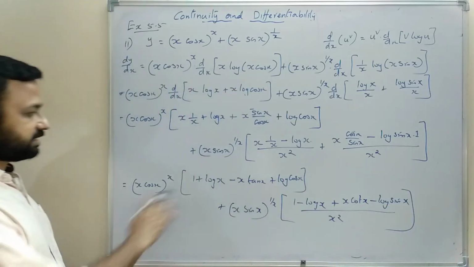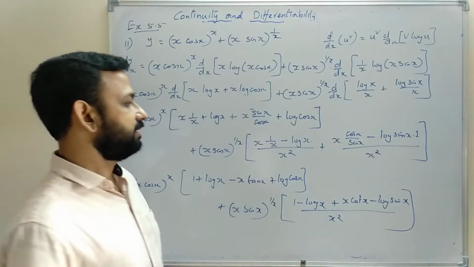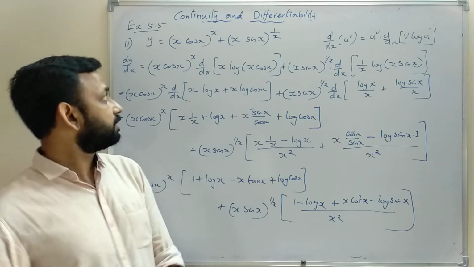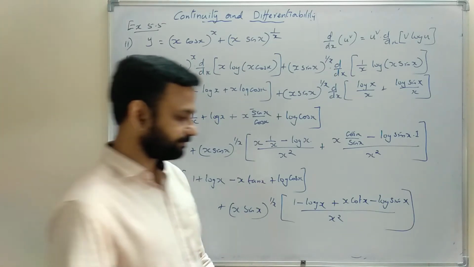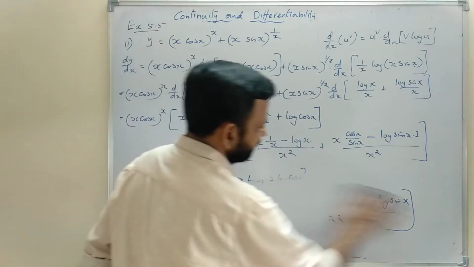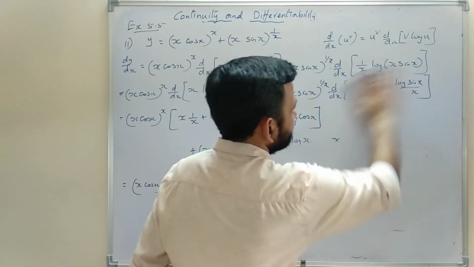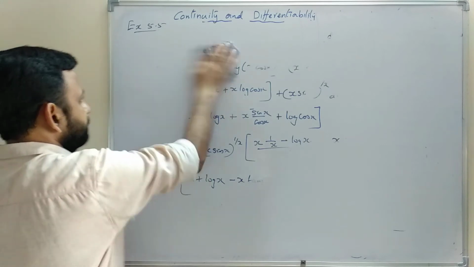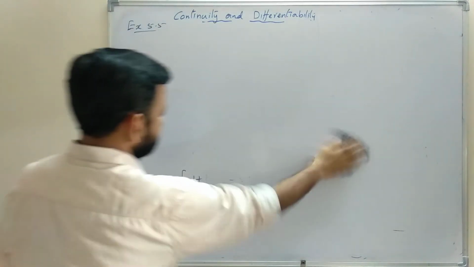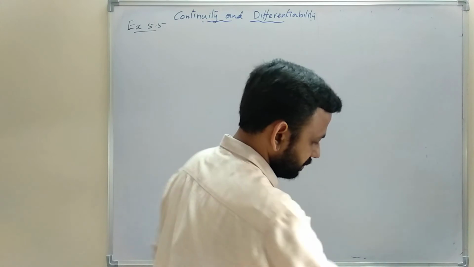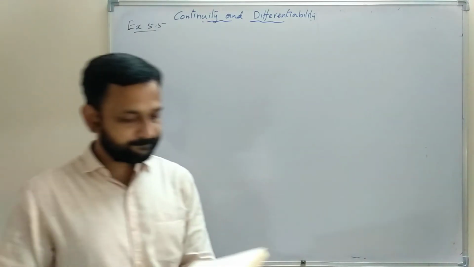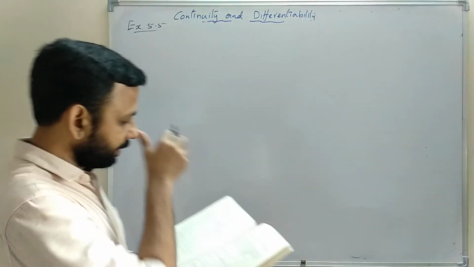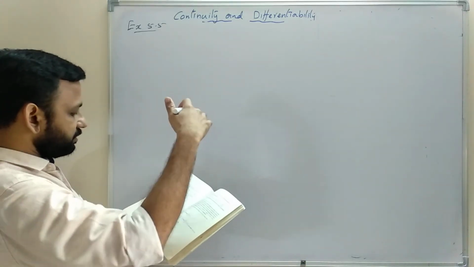Then that is the answer. If possible we will simplify. So this is the derivative of this function. Question number 11, we will do one more question. Question number 9 also we will do. Then 12th question onwards we will do.